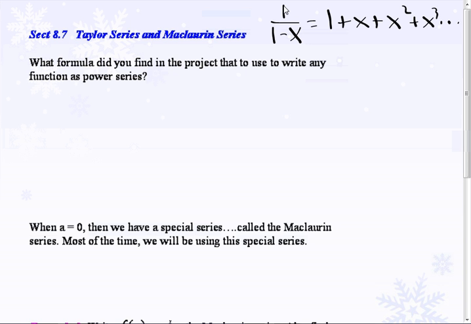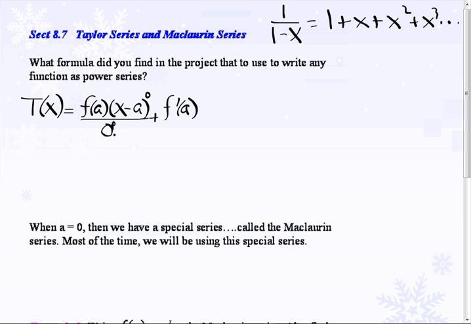And in your project, you should have found that a formula that will always generate a power series is T of x, a Taylor polynomial. It's f of a. Now, I'm going to write it out the way I can remember it because there are patterns here. It's x minus a to the 0 over 0 factorial, then plus f prime of a, x minus a to the first over 1 factorial.